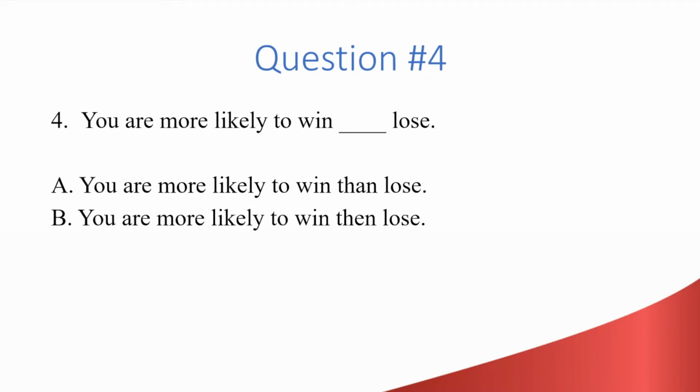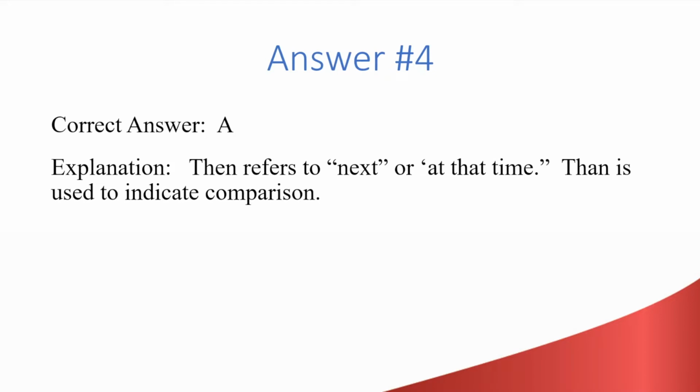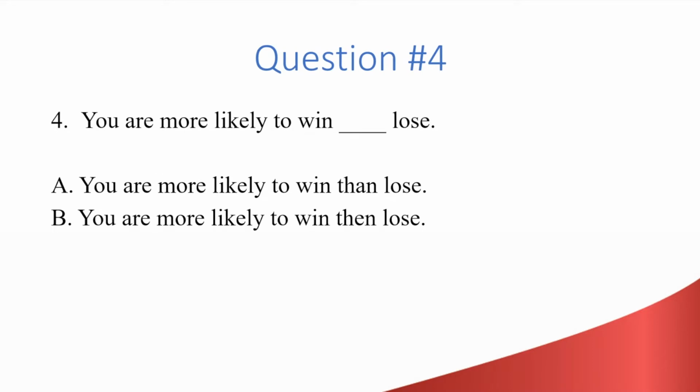Question number 4, you are more likely to win blank lose. So you are more likely to win than lose, THAN, or you are more likely to win then lose, THEN. So I'll give you a second to think about that, or maybe 2 seconds. So you have to pick the correctly spelled word for the context of that sentence. So the correct answer is A. THEN refers to next or at that time. THAN is used to indicate comparison. So A, correct answer.